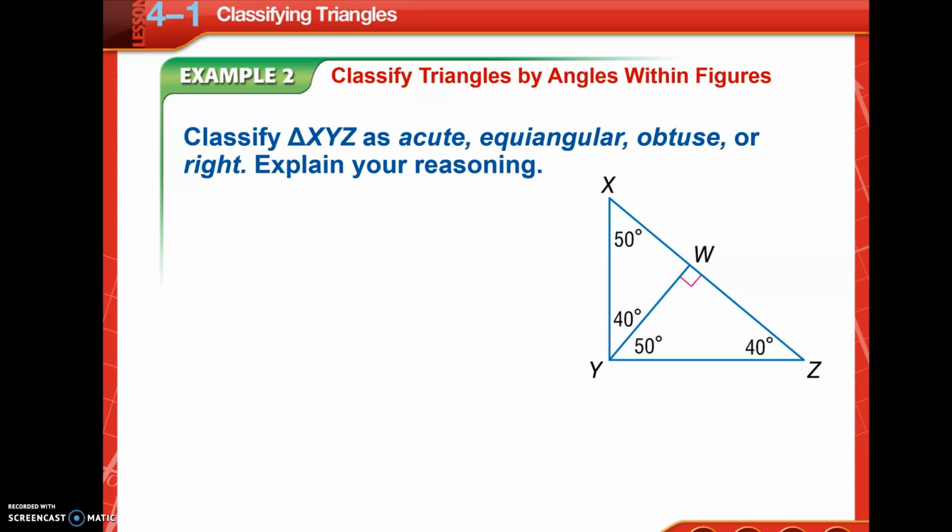All right, so X, Y, Z, notice a few things. When we're naming these triangles, we have a picture or drawing of a triangle, and we're naming it by the 3 vertices. So X, Y, Z draws this triangle, and the angles of that triangle are 50, 40, and 40 plus 50, which is 90. Because we have this 90 degree angle, this would be a right triangle.